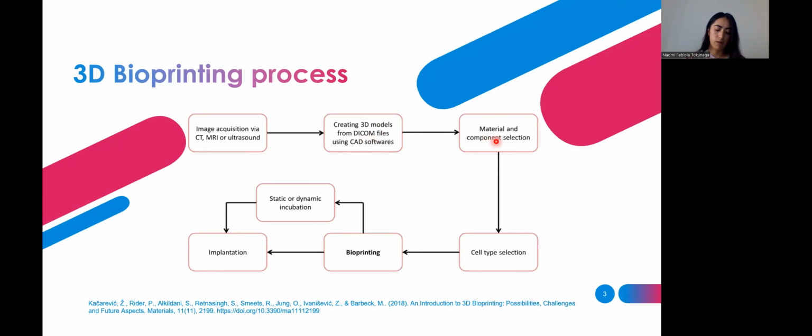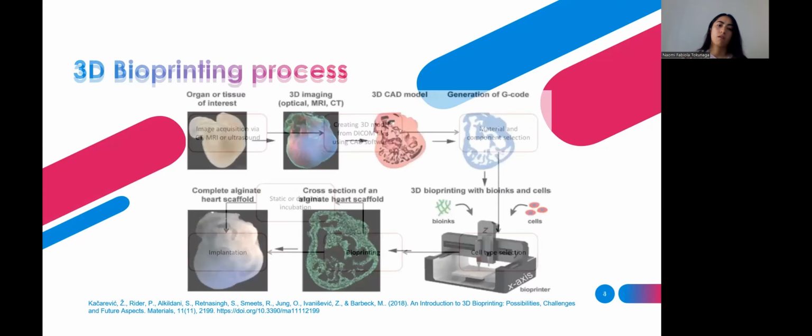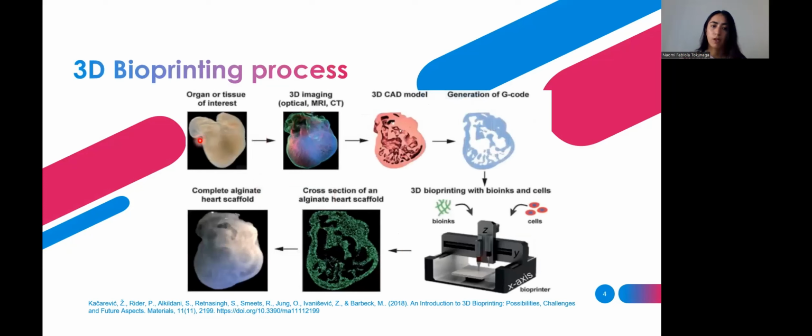And then, in consideration of the defect type and requirements, a selection of materials, cell types, and bioactive molecules can be used to fabricate a bioink for printing, which is very important to remember, the bioink, which I'll follow into later. Cell-laden structures are then manufactured using bioprinting technology and are then placed either in a cell culture or directly implanted into a patient.